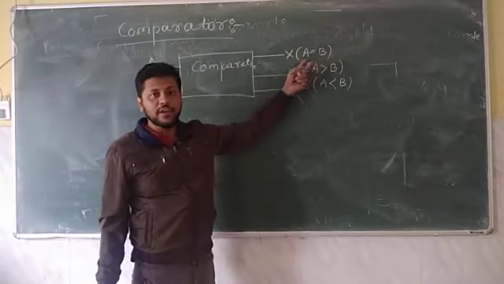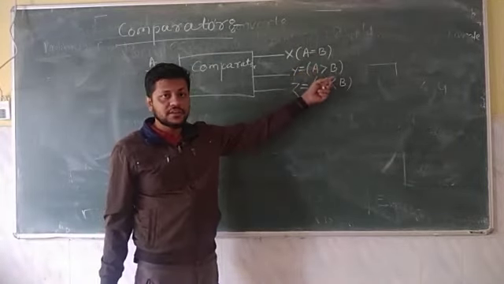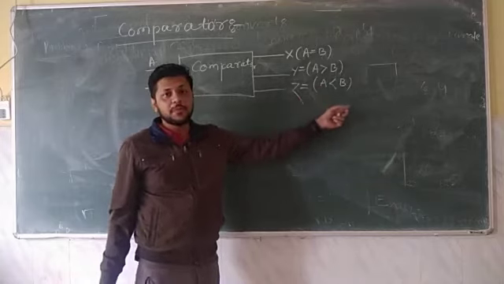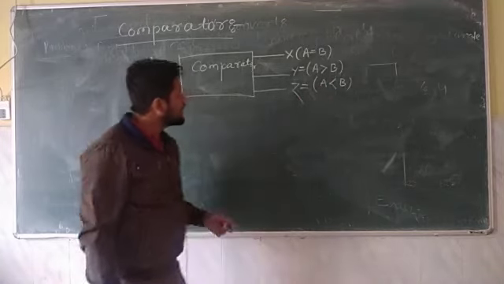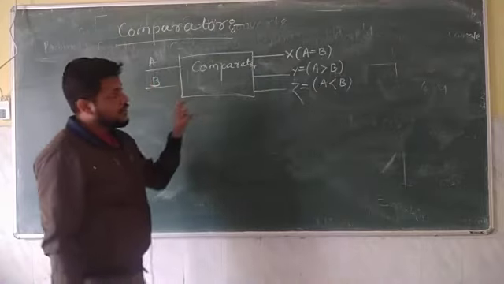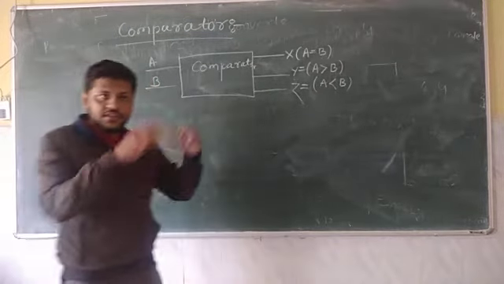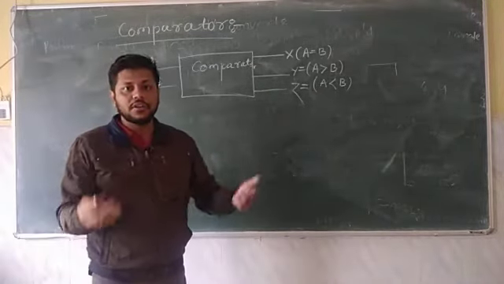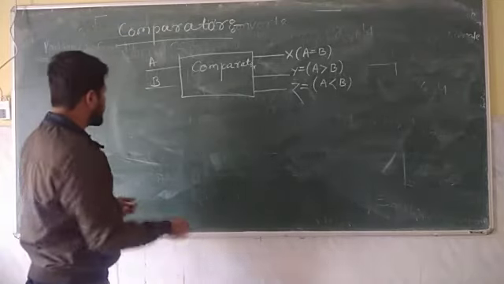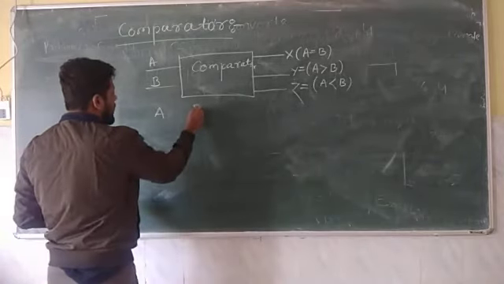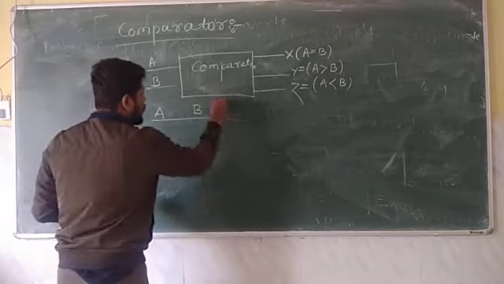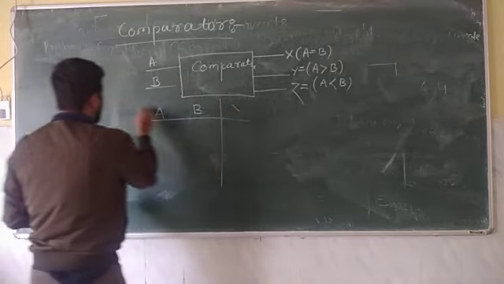Either both bits will be equal, or A will be greater than B, or A less than B, meaning A will be smaller than B. Okay. So how will we design this condition by using our logic circuit? This is the target. So we have A, B. We have two inputs and now we will draw the truth table.